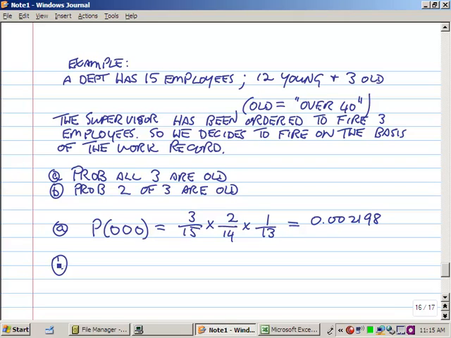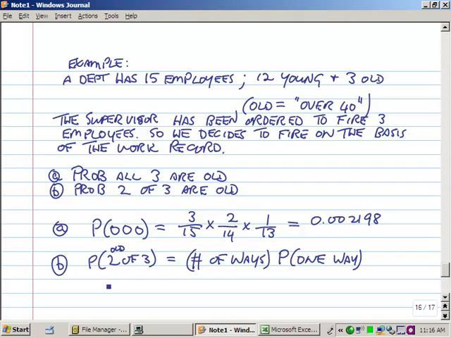Alright, second one is the probability of 2 of the 3 are old. Okay, so 2 old out of 3. Now we have to worry about number of ways times the probability of one way. How many ways are there? Well, 2 old out of 3 is the same as 1 young in the 3, and 1 young in the 3 is sort of easier to visualize. Picking 1 young out of 3 is just like 1 head out of 3. You get a young on the first, or a young on the second, or a young on the third. So there are 3 ways times the probability of one way. Let's just say young, old, old.